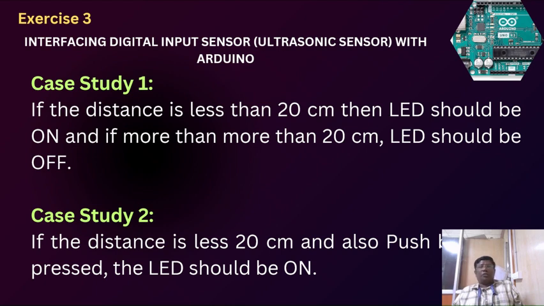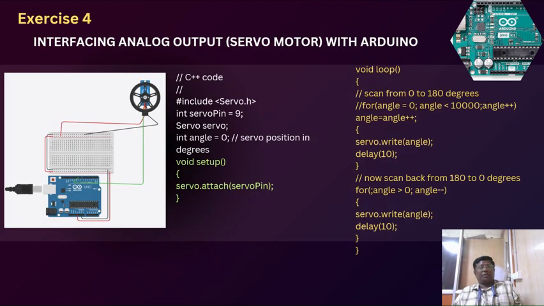And there are two case studies given, so you can try these case studies also, so that you'll have a better understanding. And the next exercise is the servo motor. So how to connect the servo motor? The servo pin is connected to pin 9, Servo servo. So this is the syntax, and integer angle, we have to give the initialization, angle is 0, and servo.attach(servoPin). Because we have to use the header file.